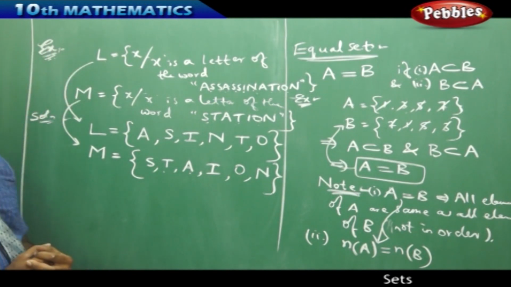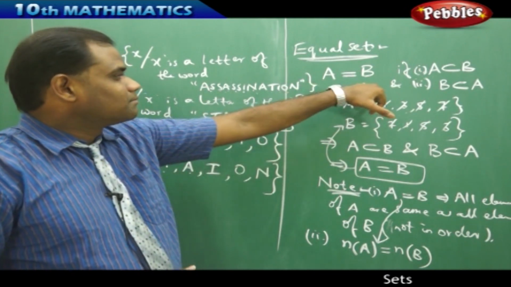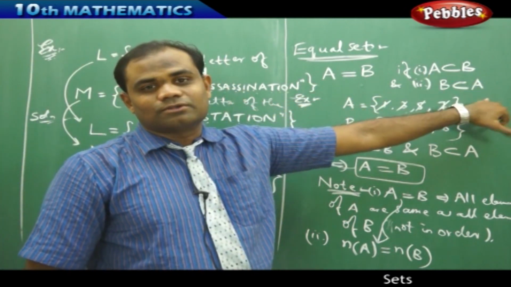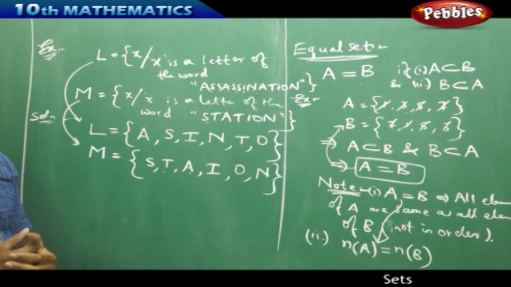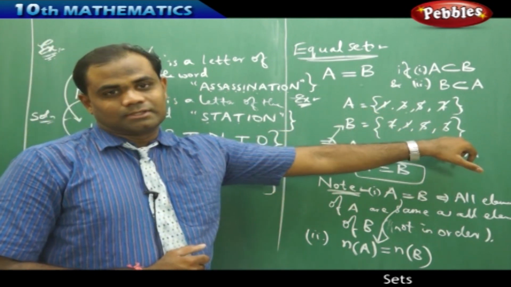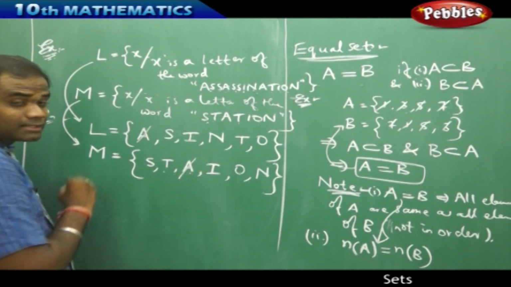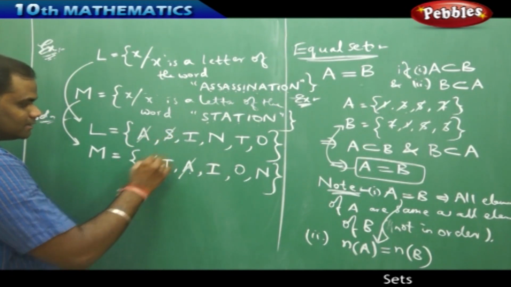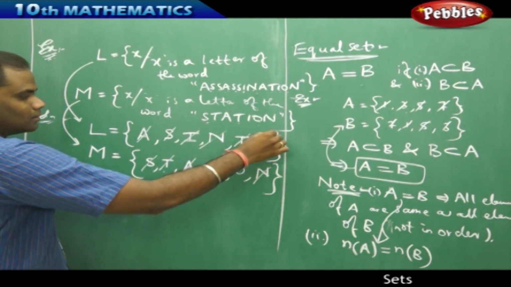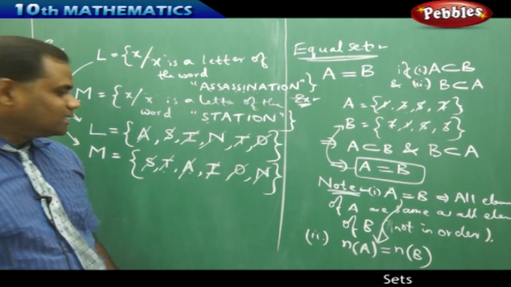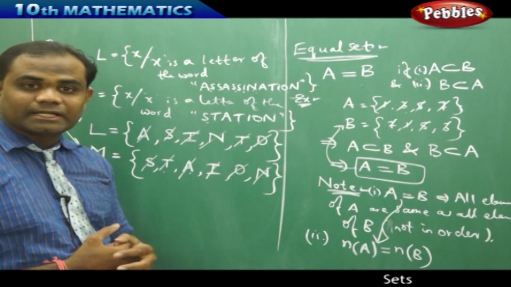Now I wanted to identify whether the two sets are equal. Going by the definition of equal sets, the two sets A and B are equal if A is a subset of B and B is a subset of A. Therefore, the sets L and M are equal if L is a subset of M and M is a subset of L. And I use the cancellation process to identify the equal sets. A gets cancelled, S with S, I with I, N with N, T with T, O with O. So clearly I identify that all the elements of the set L are cancelled with the elements of set M.